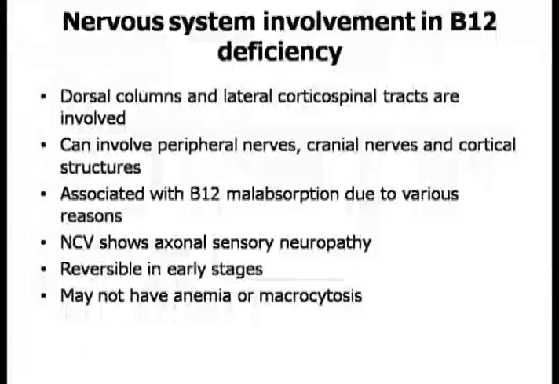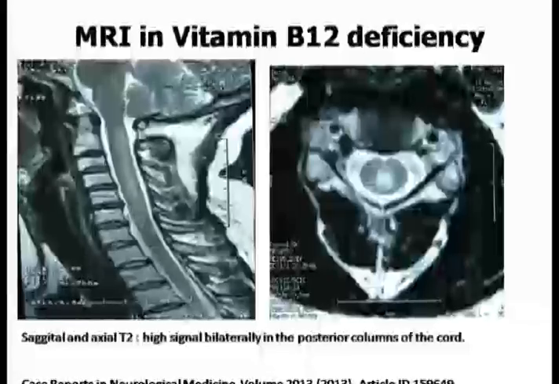I'll leave you here, but the take-home message is that in patients with type 1 diabetes, always suspect B12 deficiency as one of the differential diagnoses. This is again an image to just show you the MRI images of a patient having a certain degree of demyelinating patches, showing that the posterior tracts are involved in these patients with B12 deficiency.